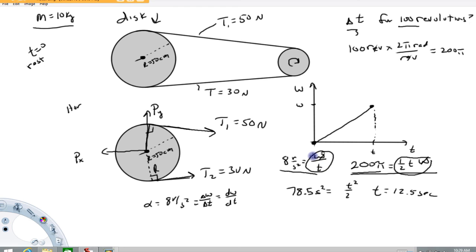But anyway, the purpose of this video was to demonstrate how to apply Newton's second law for rotation, and then couple it with a motion study, or how to study the motion of a rotating object. And hopefully this has accomplished that.